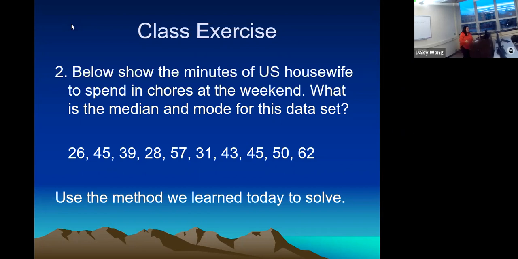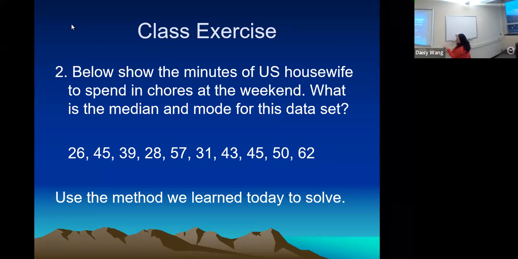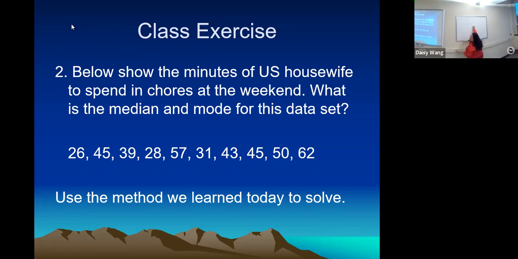What is it? Should I do it? So let's do it. So the smallest number is 26, right? And then 28, 31, 39, 43, 45, 245, 57. Did I miss anything? And then 62.